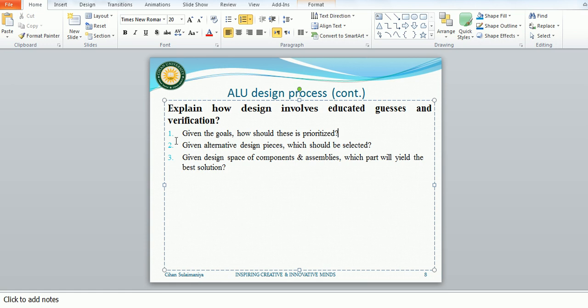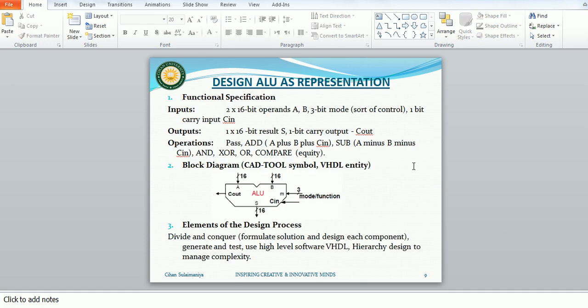Secondly, you have to give alternative design pieces. If this design is not successful, what should the alternative be? And then you decide which one is the best. Given the design space of component and assembly, which part will yield the best solution? Which design is going to give you the best solution, and you are going to choose it. Now let's go to the next slide, which is the example.